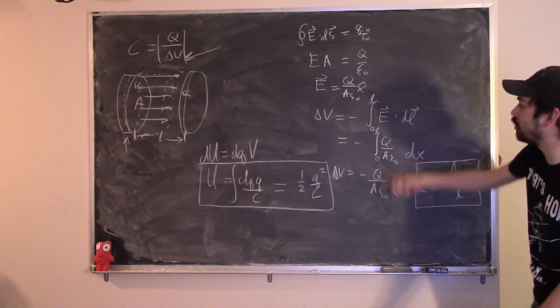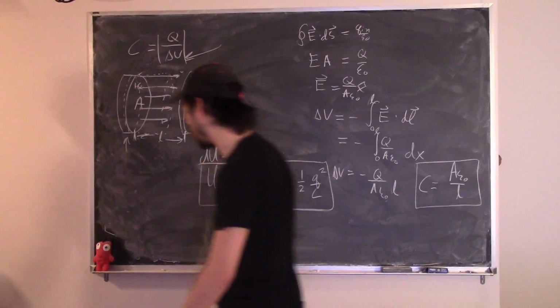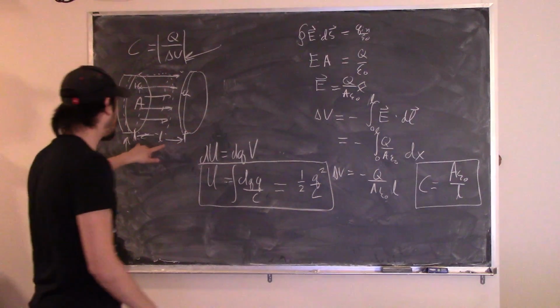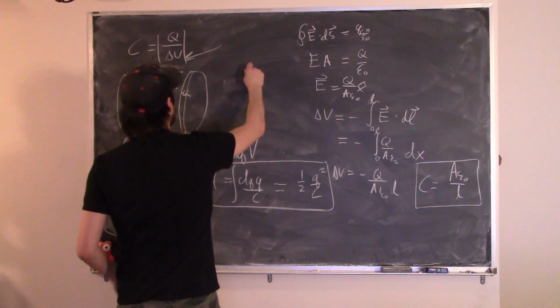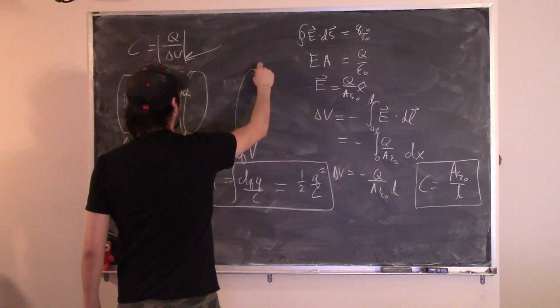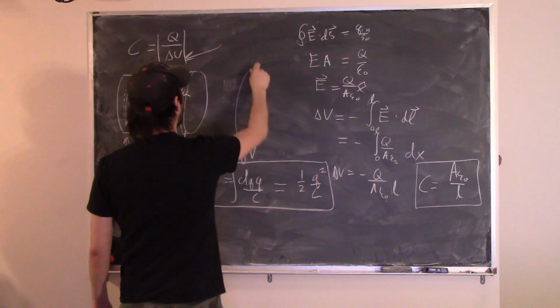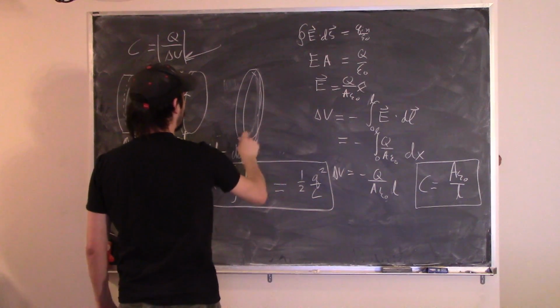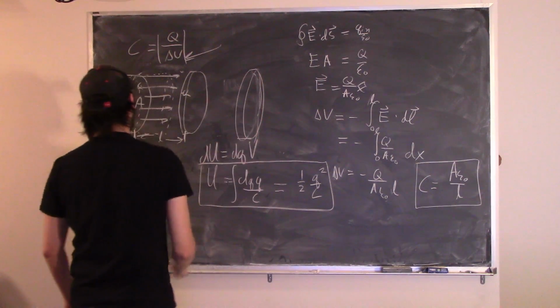So this is the derivation of something that you might have seen in high school or in a previous physics class. But this is kind of a jumping off point for a couple of other problems that we can do in calculating capacitance. So rather than having one plate, I could have put a second plate here.